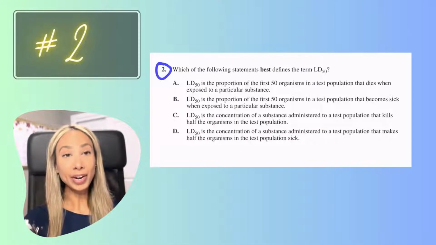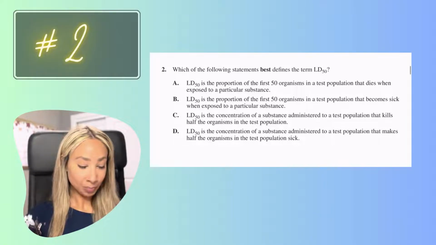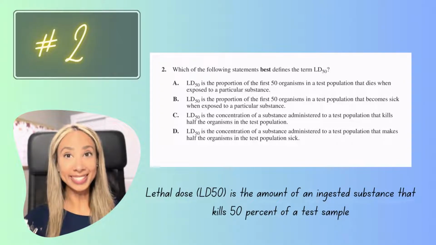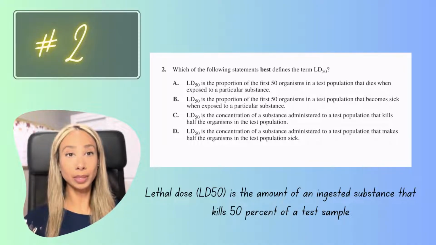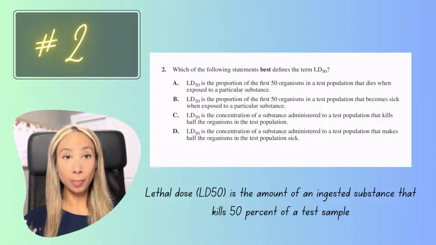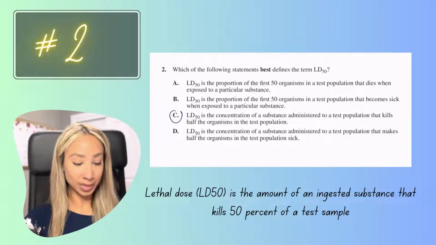Okay, number two here. So with number two, we want to know which of the following statements best defines the term LD50. Honestly, with this one, what I'm going to do is right here, I'm going to put the definition for what LD50 is, and now we just need to match it up. So with LD50, you give a sample population a certain substance, and the dosage, the amount, that is going to kill half of that test population. So that means the answer for this one is going to be C.